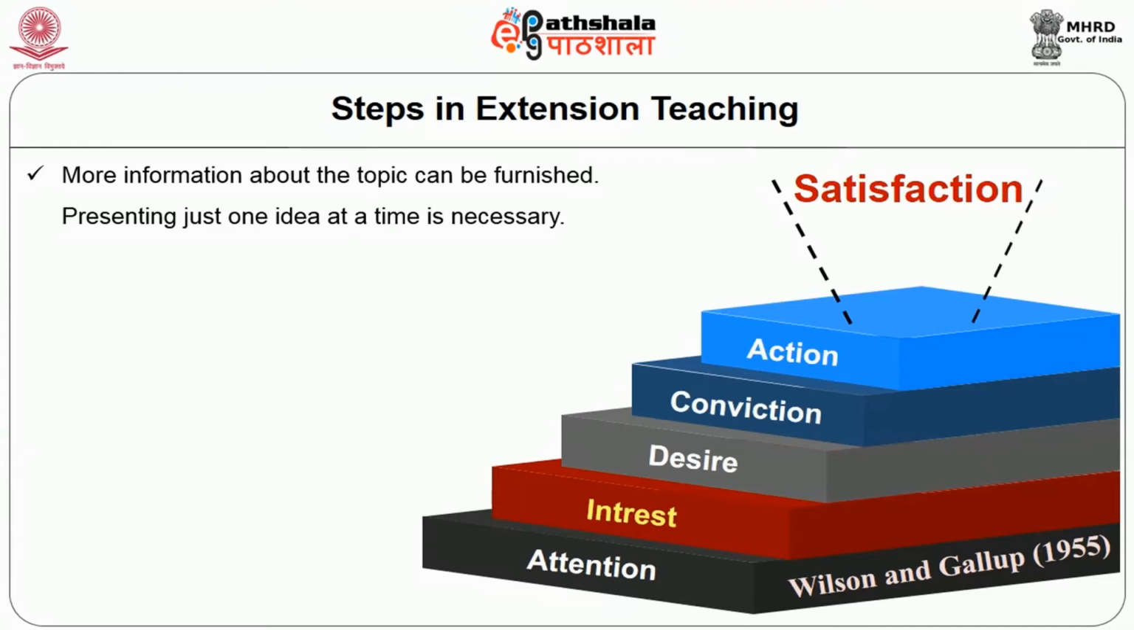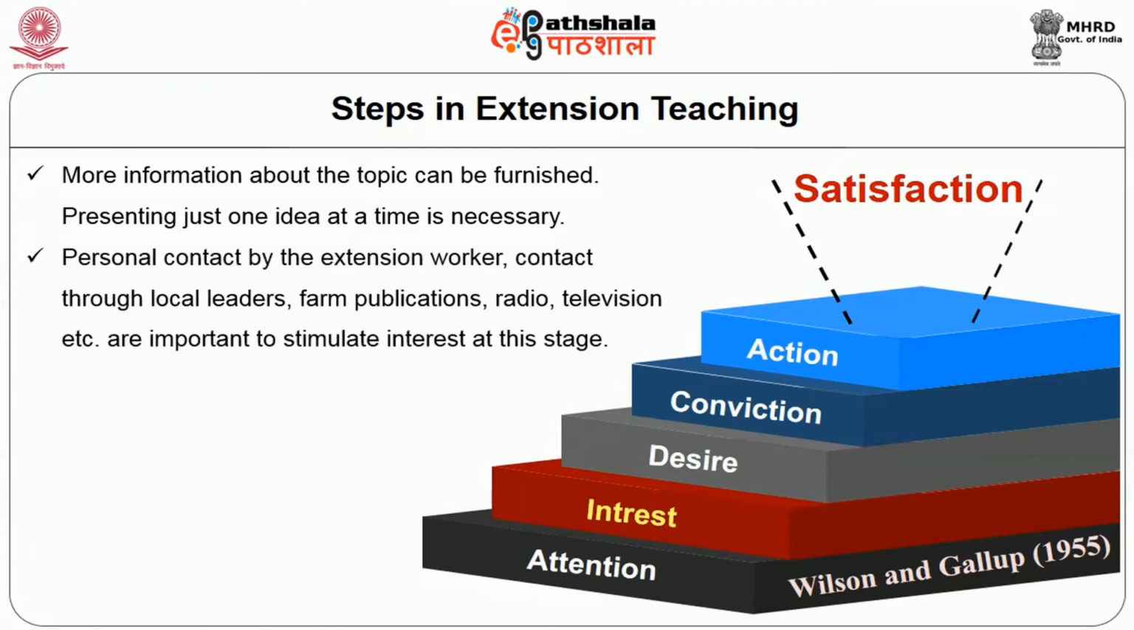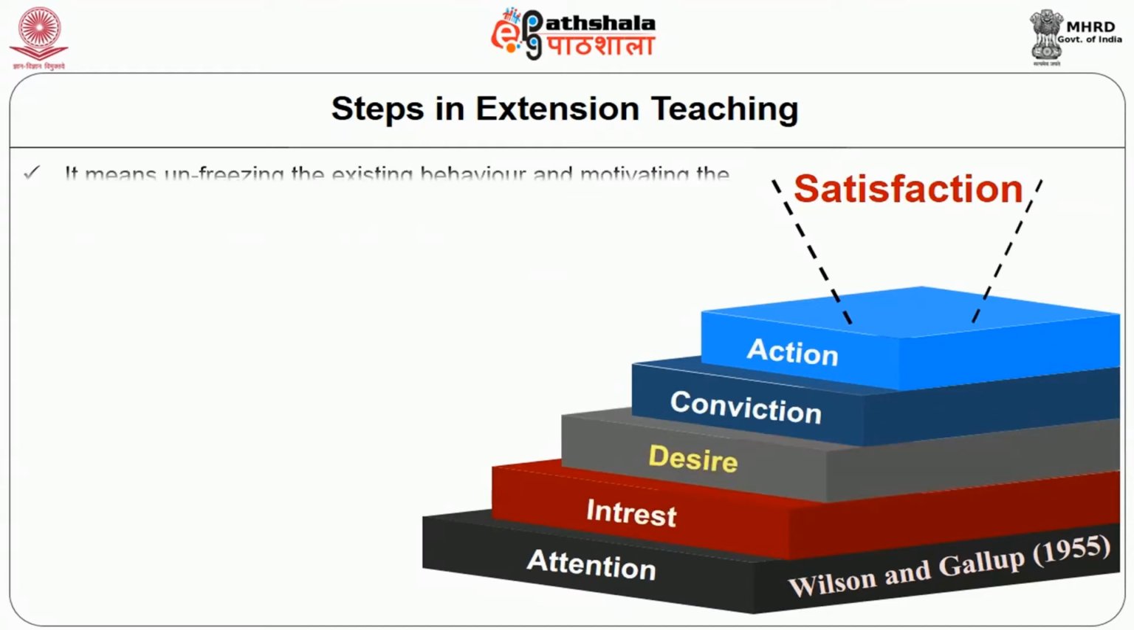So how to arouse the interest? More information about the variety should be given, whether it is a long duration variety or short duration variety, what the yield output is, and what the salient features of this variety are. In the interest stage, the extension workers should give additional information about the idea or practice. This can be done by personal contact by the extension workers, contact through local leaders, farm publications, radio, television, etc. These are the important media to stimulate interest at this stage.